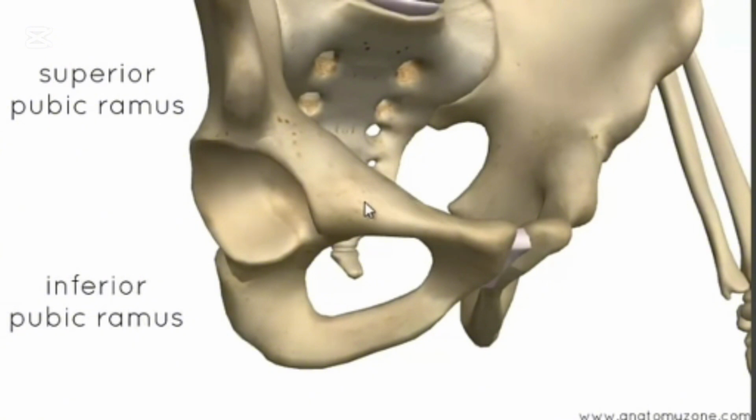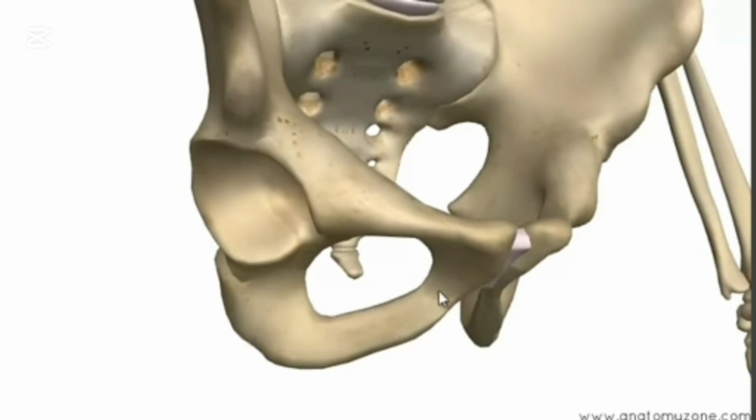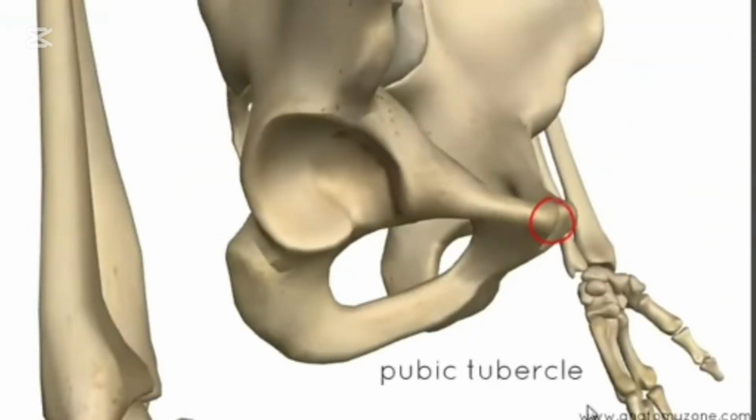Inferior ramus of pubis, the lower branch that joins with the ramus of the ischium to form the ischiopubic ramus. Pubic tubercle, a small bony prominence at the end of the pubic crest, serving as an attachment point for the inguinal ligament.